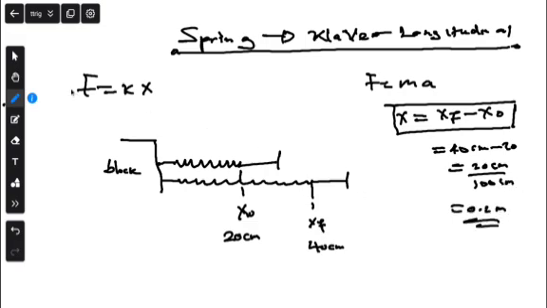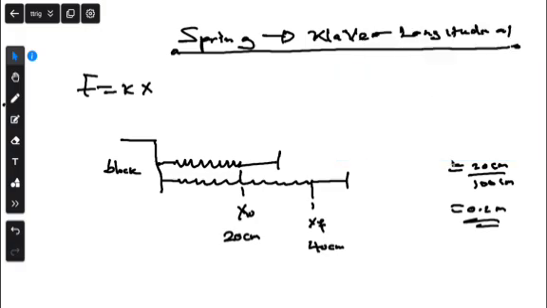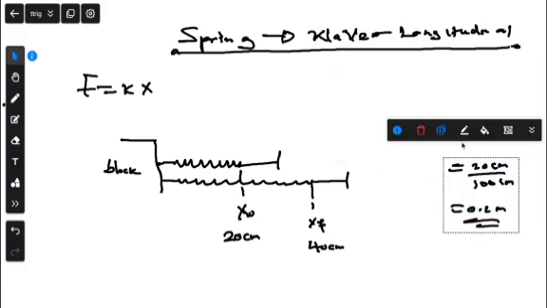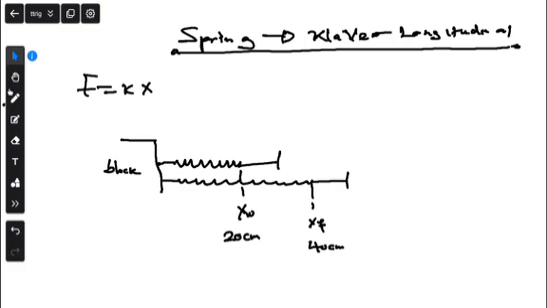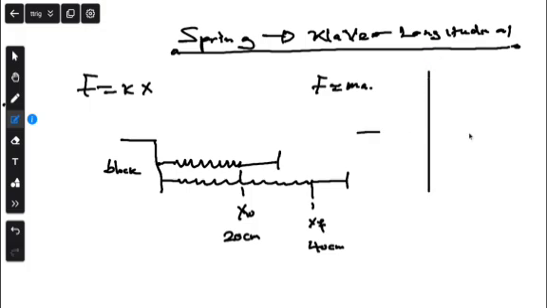But what I'm interested in here, let me just erase this one, is you knowing what happens when you stretch a spring. Right? When you stretch a spring. So let me use this one here. If we use the XY plane, this is X and this is Y.